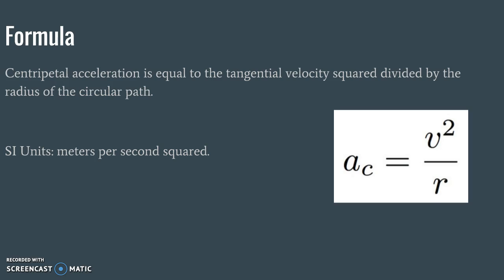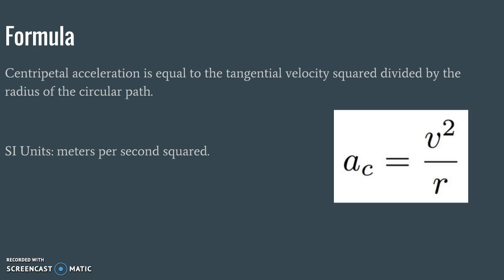The formula for centripetal acceleration, there's actually many different formulas depending on what variables you use or how you're looking at solving the problem. The one that we're going to be dealing with in this lesson is the formula that relates centripetal acceleration to tangential velocity. So here we have an image of the formula, a sub c, so centripetal acceleration, is equal to tangential velocity squared divided by the radius of the circular path.